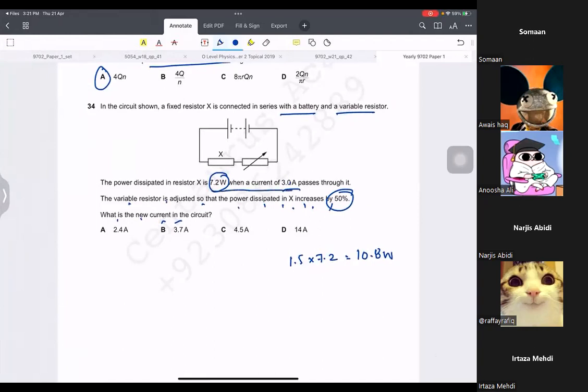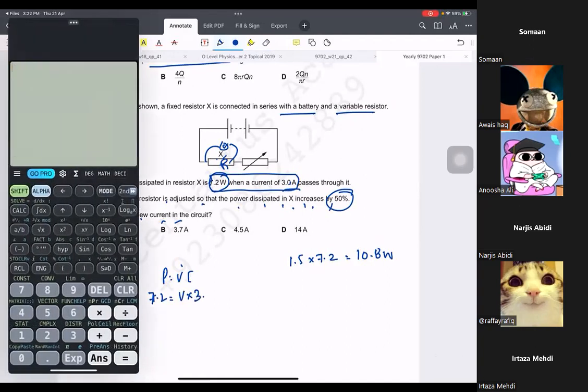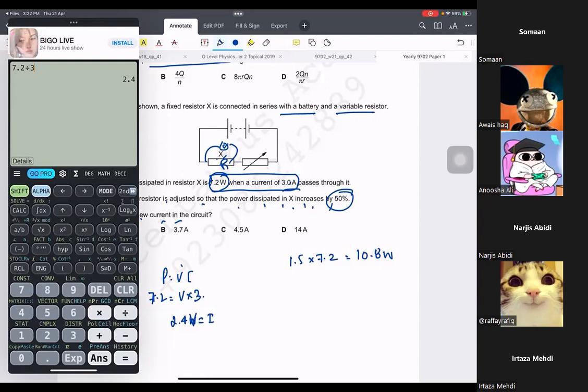What we can do is find the voltage across this. For that, I would use power is equal to VI, because voltage should stay the same if the resistance isn't changing for this one. So 7.2. Okay, this is a clever question actually. Very, very clever. 2.4 volts. This wouldn't change because here it's a fixed resistor. Now we have the new power. We want to find the new current, VI. Voltage is the same.